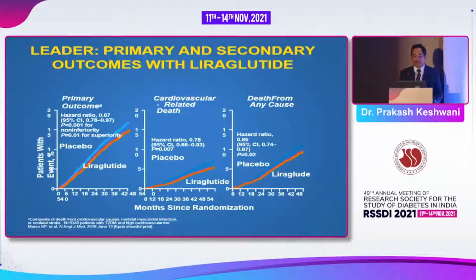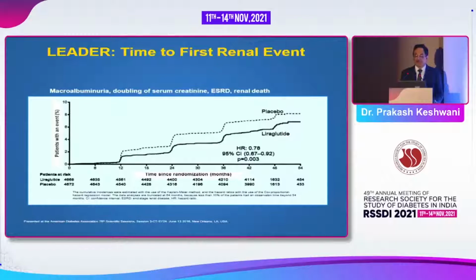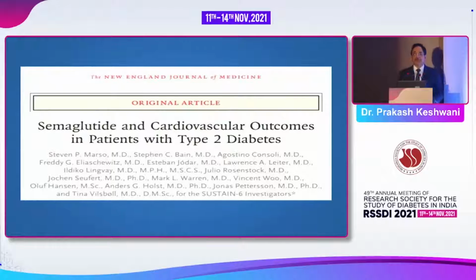This drug was also found to have beneficial effect on the various indices of nephropathy: macroalbuminuria, doubling of serum creatinine, renal disease, and death because of renal cause. So liraglutide was found to have beneficial, not only non-inferior, effects on the cardiovascular and the renal outcomes.